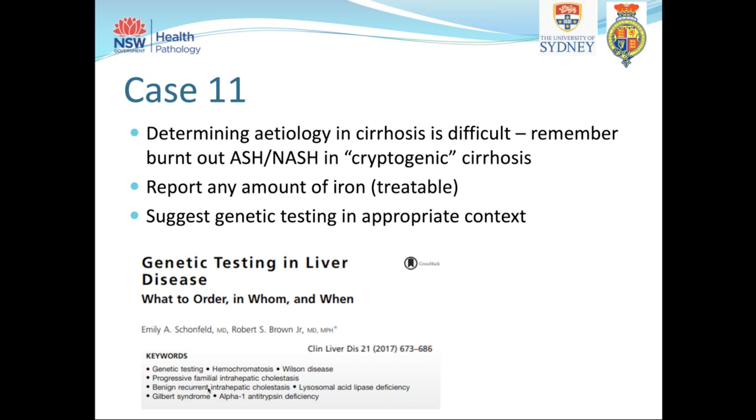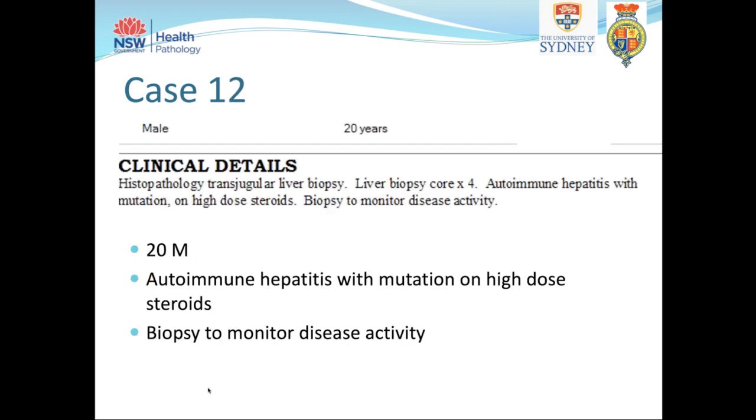So I think, to summarise case 11, determining etiology in established cirrhosis is difficult, but do keep burnt out ASH or NASH in the back of your mind, for cases that might be called cryptogenic cirrhosis. You should report any amount of iron present, and suggest genetic testing in the appropriate context.